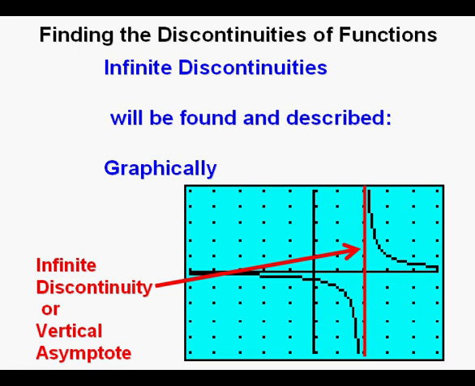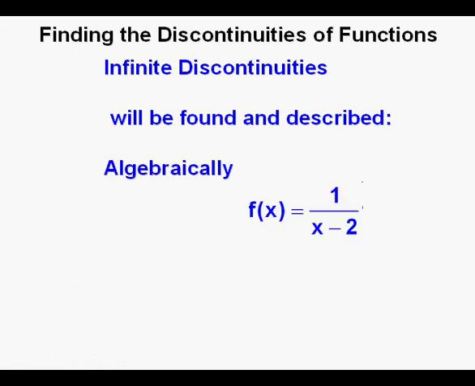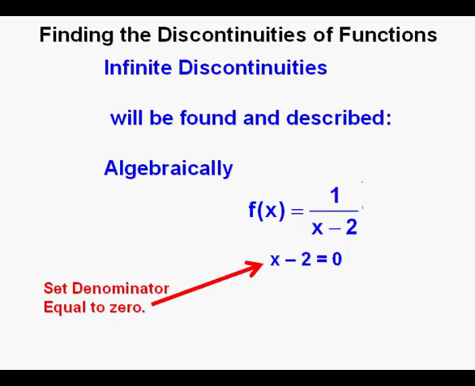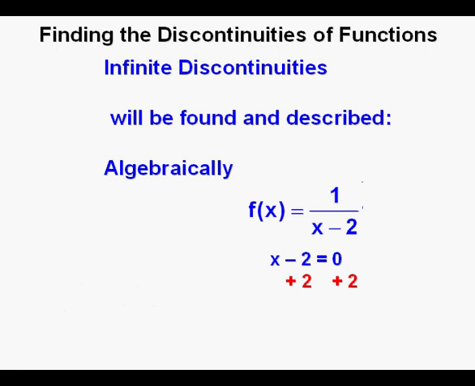Now we'll evaluate algebraically. The function is f of x equals 1 over x minus 2. The infinite discontinuity will come where this denominator equals 0. So if we set up the equation by setting the denominator equal to 0, we'll be able to figure this out. Solve for x by adding 2 to both sides of the equation.